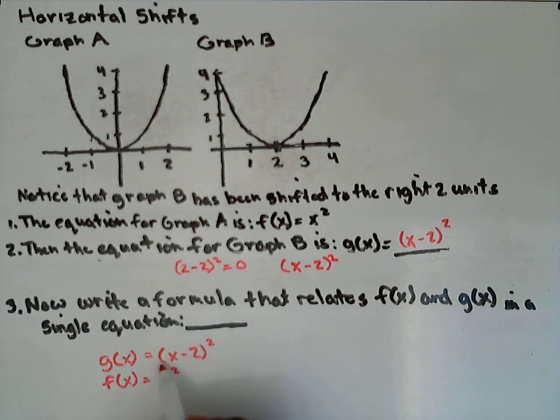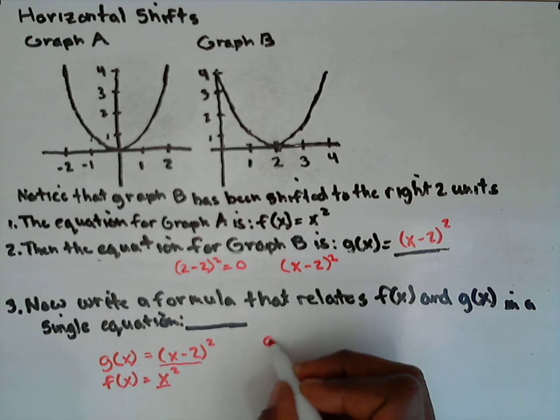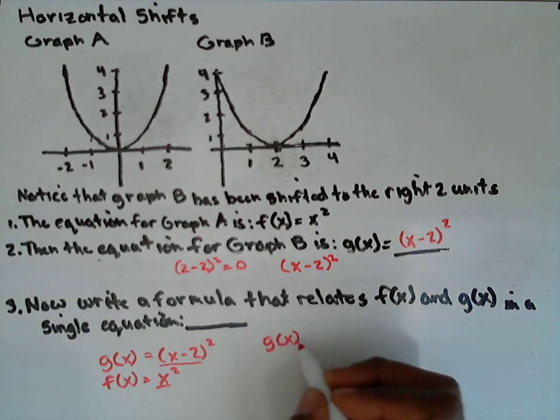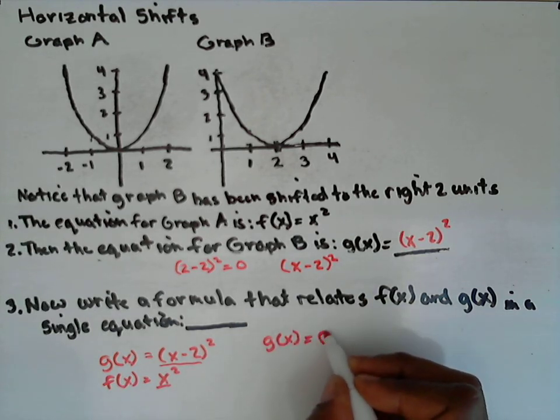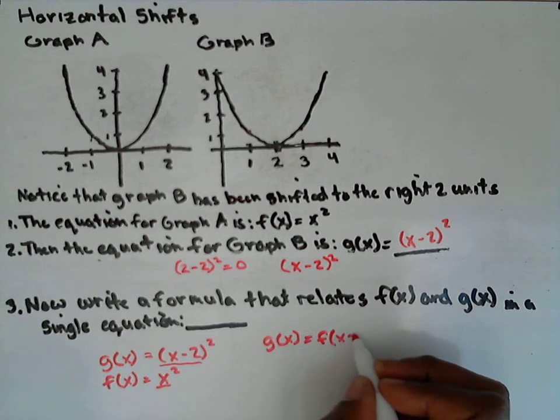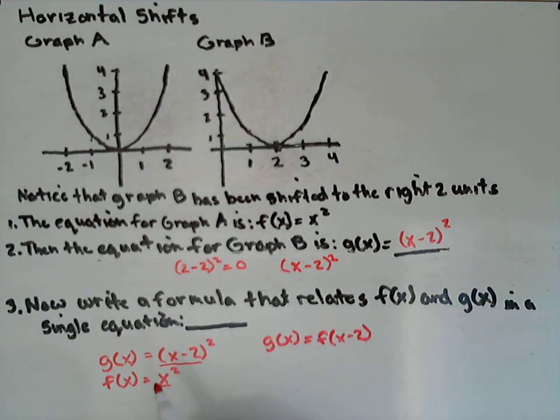If we look at just the x portion of it, we're squaring in both operations, but the x is a little bit different. So what we can do is look at the fact that g of x is actually f of x minus 2. Because if you look at it, if we were to put x minus 2 in for x, we would have g of x. So g of x equals f of x minus 2. That would be our single equation.